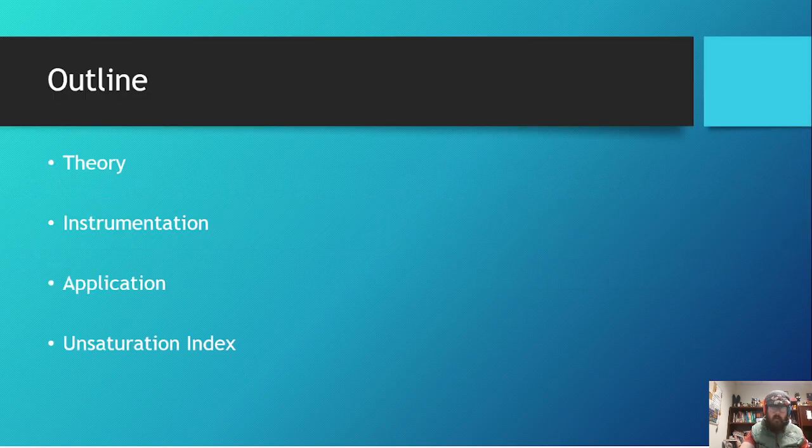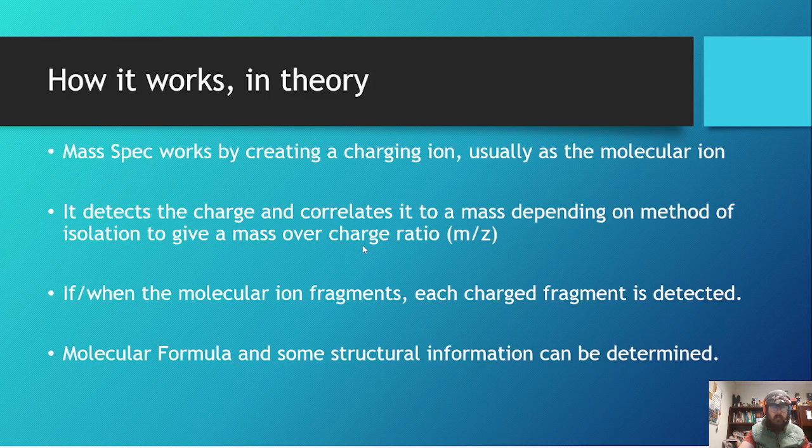But okay, so what does mass spec do? So breaking down through the theory, some of the instrumentation, most of which we won't really cover, how is that actually applied, unsaturation index, and some other stuff. You've already seen the unsaturation index a little bit. We'll hit it over again because this is where we can really use it.